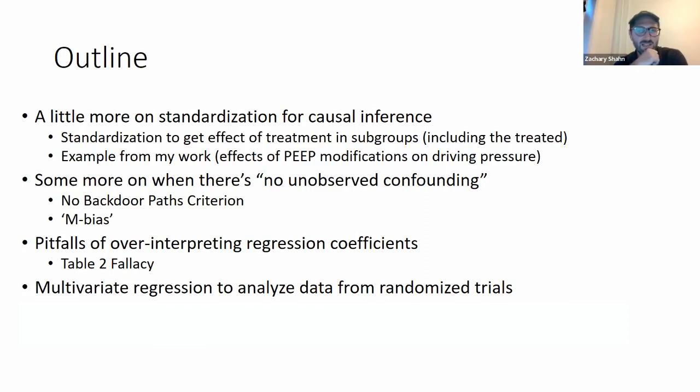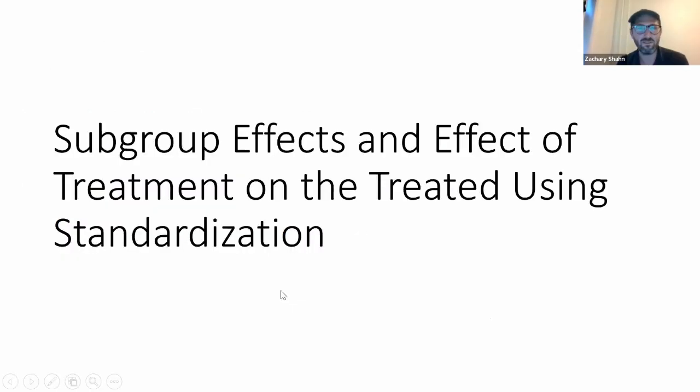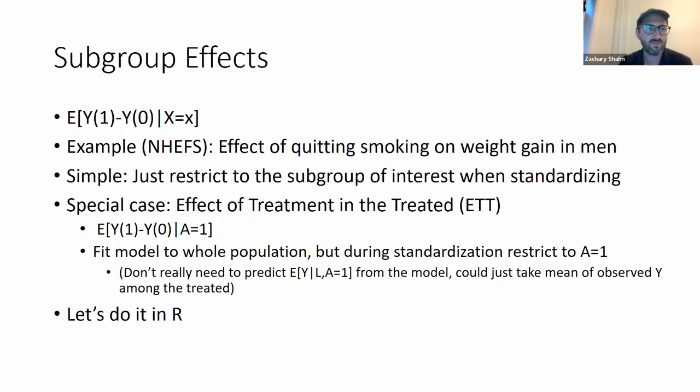Then I'll try to make you guys better consumers of regressions and know when to be skeptical of overinterpretations of regression coefficients. And then we'll see multivariate regression for analyzing data from randomized trials. We've been talking about observational studies, but you can actually also use regression to analyze randomized trial data. So first, let's start with subgroup effects and the effect of treatment on the treated using standardization.